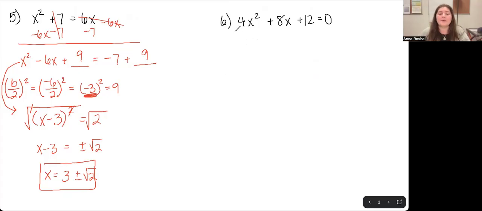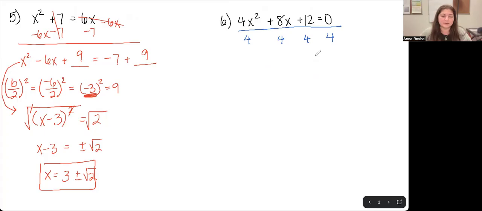Okay, so now I've got this other problem, which also says solve by completing the square. But before I start, I'm going to divide everything. I want to divide every single one of these terms by 4 because I know they're all multiples of 4. And when I do something to one side, I have to do it to the other, right?